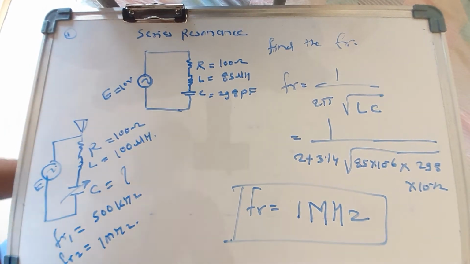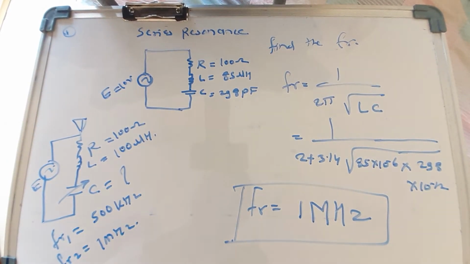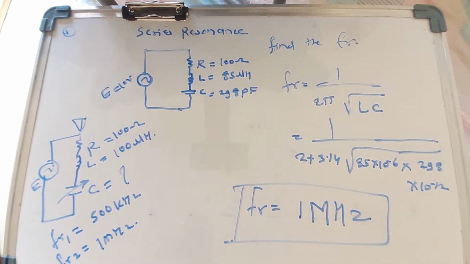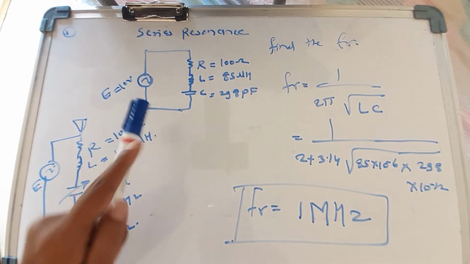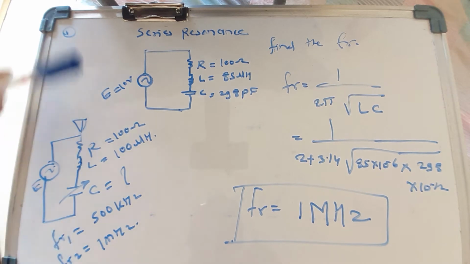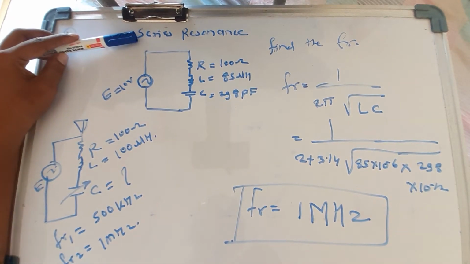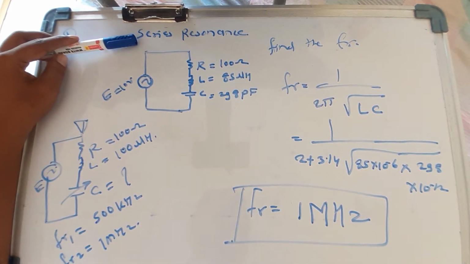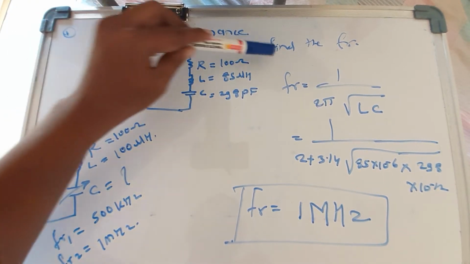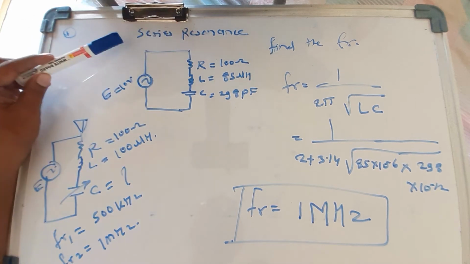Today we will see the problem on series resonance circuit. In this particular series resonance circuit, we have to find out the resonant frequency Fr. In the problem, they will give the statement as: find the value of resonant frequency for a given circuit.